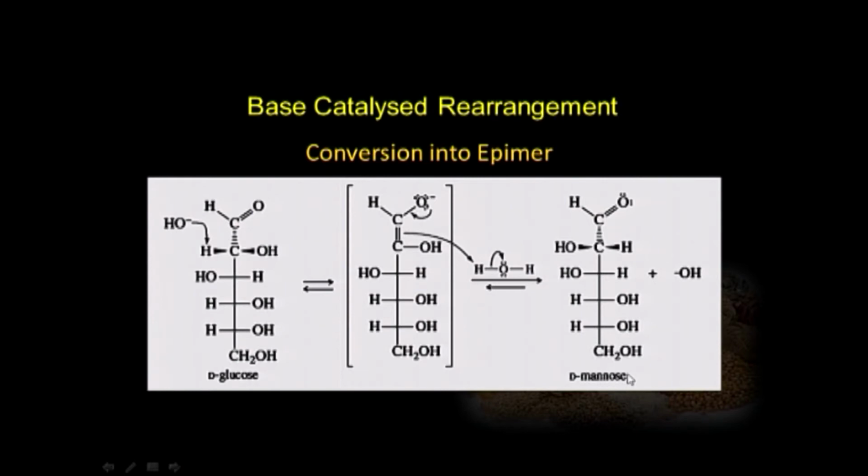But we do not use this method for the preparation of epimers, because earlier I said in epimerization we take a longer step, first conversion to acid and then converting the acid back into aldose, because here this rearrangement gives a mixture of ketose also and other products also.